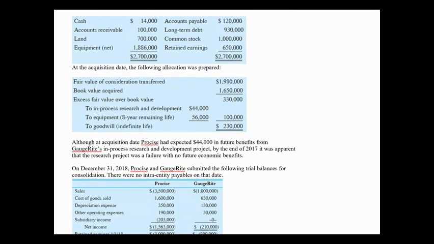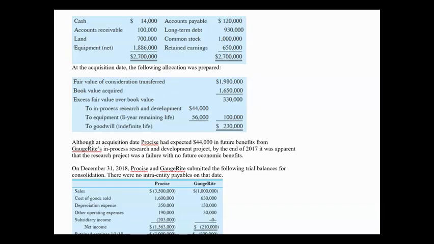Although at the acquisition date, Process had expected $44,000 in future benefit from Goldright's in-process R&D project, by the end of 2017 it was apparent that the research project was a failure with no future economic benefit, which means that Process had to write it off as an expense. At the same time, it is deducted from the investment account.